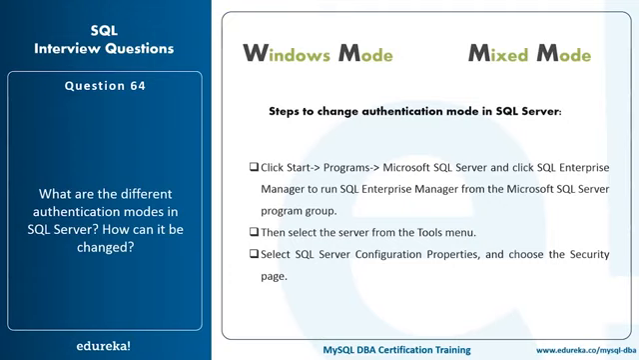Now to change the authentication modes in SQL Server, you can follow the steps that I've mentioned on the screen. That is, you click on Start, go to Programs, go to Microsoft SQL Server, and click SQL Enterprise Manager to run SQL Enterprise Manager from the Microsoft SQL Server program group. Then select the server from the Tools menu, select SQL Server Configuration Properties and choose the Security page, right? So that's how you can change the authentication mode in SQL Server, guys.